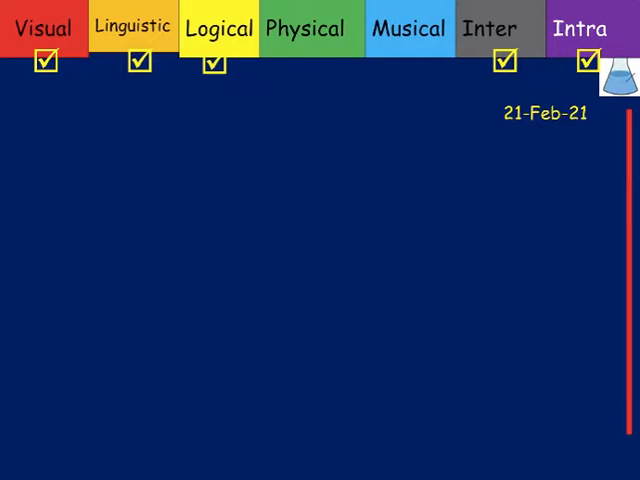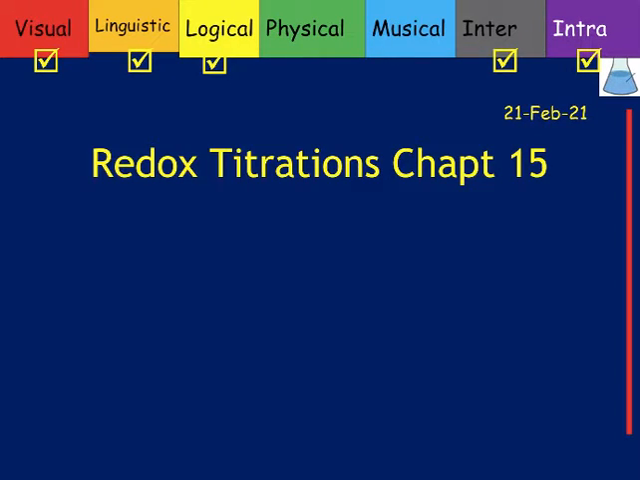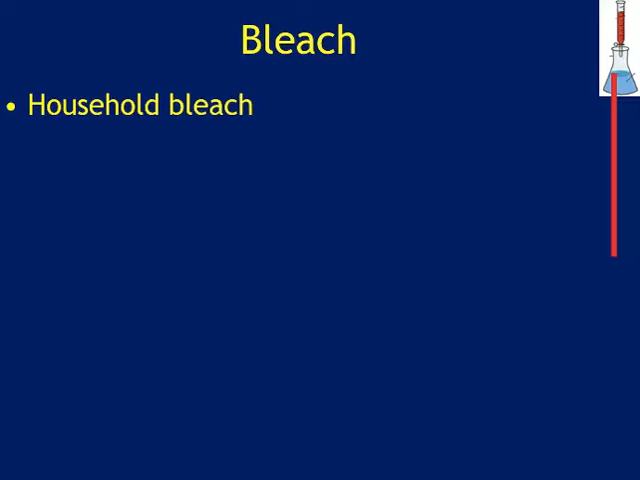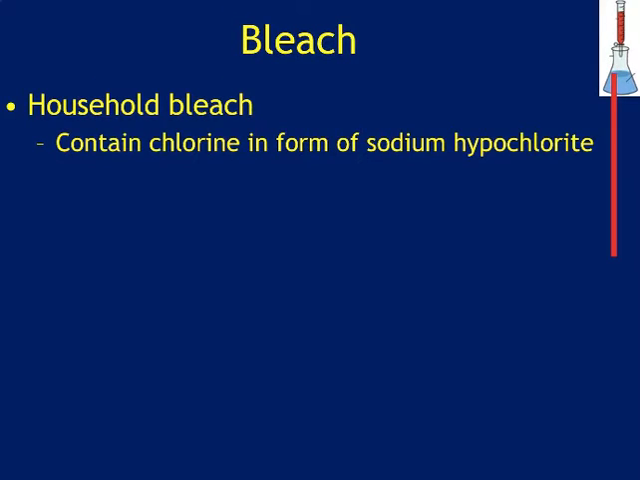Okay, so we are looking at now page 142, and this is the final redox titration that we're going to look at in this academic year. So you have to figure out what's the difference when we did iodine thiosulfate and bleach thiosulfate. So something a little bit about household bleach. The chlorine that it contains is in the form of what's called sodium hypochlorite.